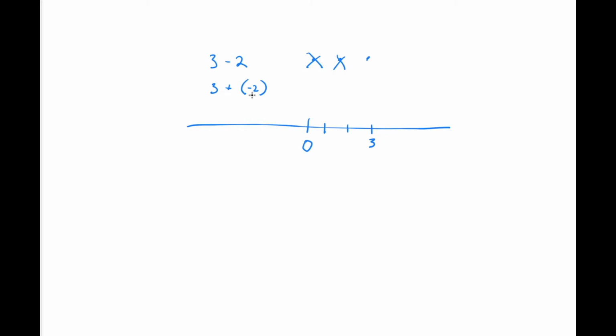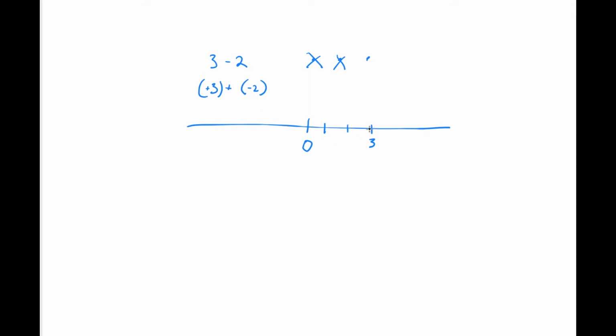Negative means go to the left. So when you have a positive 3, that's what this is, positive 3 and a negative 2, you're combining them. That's what plus means. That's what addition is. It's combining numbers. When you combine a positive and a negative, it's a subtraction. So technically, everything is addition. You're just combining positive and negative numbers when you subtract.